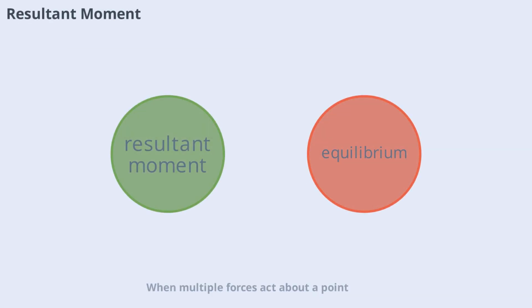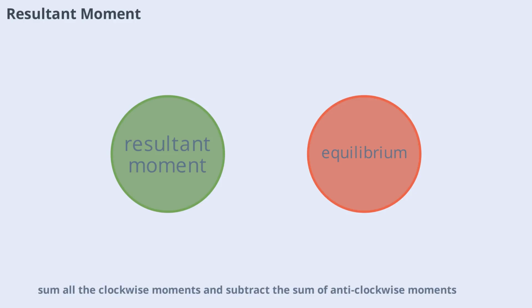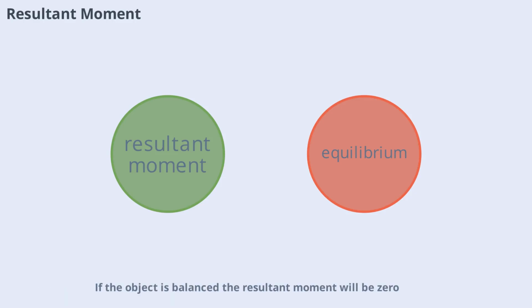When multiple forces act about a point, their combined effect is called the resultant moment. This is the single moment that has the same rotational effect as all the individual moments combined. To find the resultant moment, sum all the clockwise moments and subtract the sum of anticlockwise moments. If the object is balanced, the resultant moment will be 0, indicating equilibrium.